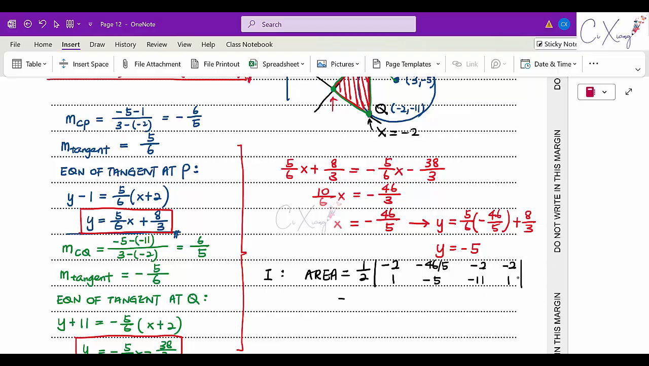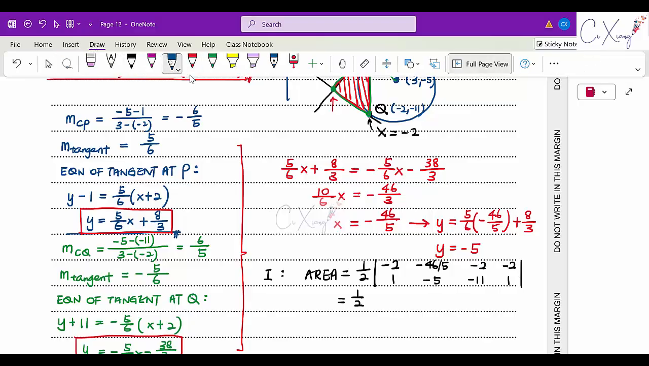Then to calculate the area, there's a formula where you add all the products in this direction. You're adding together all the blue arrow products. As an example, the first set is negative 2 times negative 5, so you're having 10. Then you plus negative 46 over 5 multiplied with negative 11. From here you get the value 506 over 5.